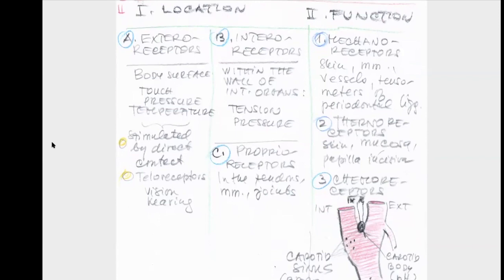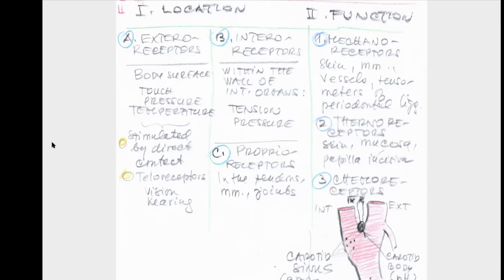Then we go back to category B. We call them interoreceptors. That means that they are situated inside, located within the wall of the internal organs. They register mainly pressure and tension. And category C are called the proprioreceptors. These are situated in the locomotor apparatus, locomotor system. That means they are situated in the tendons, in the muscular fibers, in the joint capsules, and also in the periosteum on the bones.